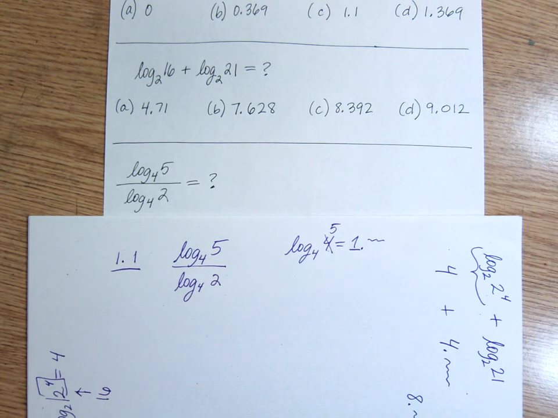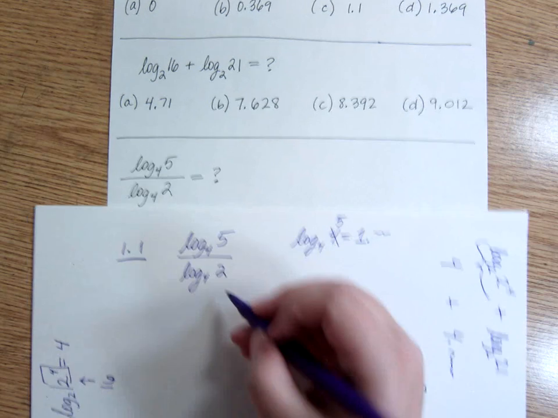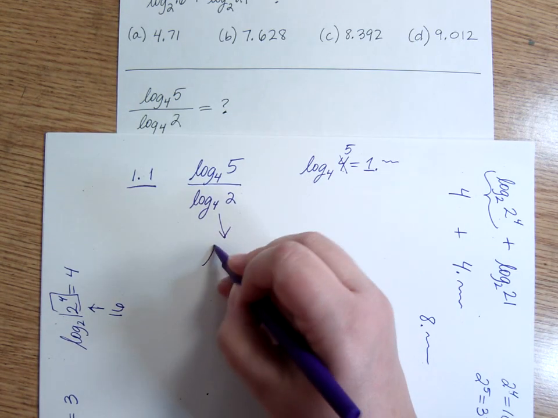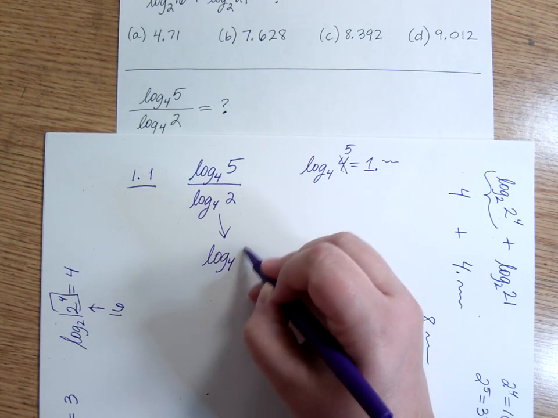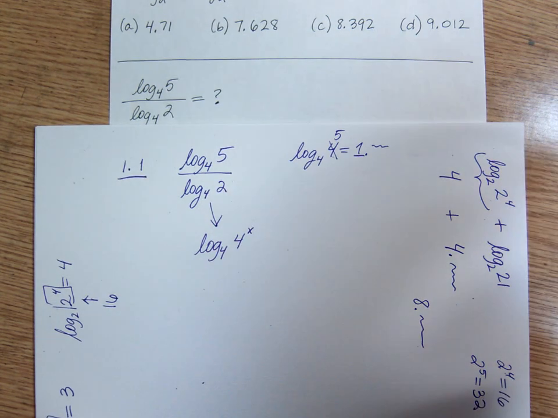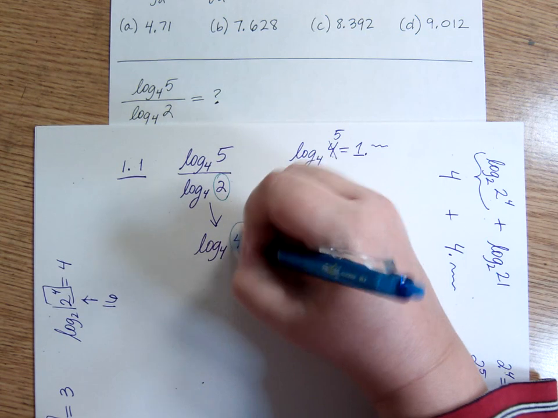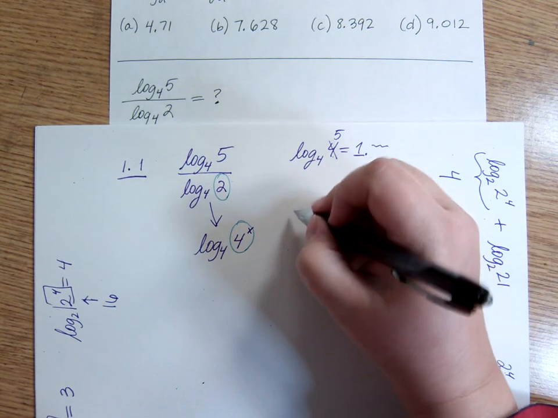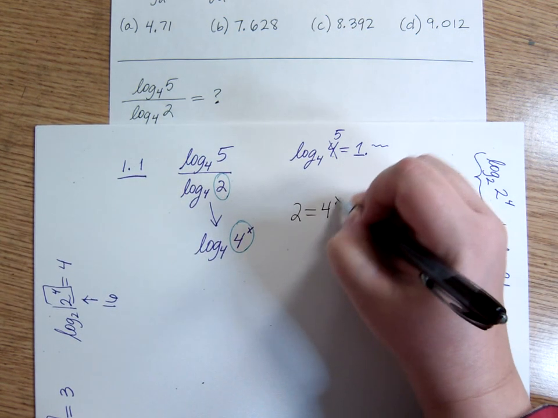Can 2 be written as a power of 4? Yes, it can. And when we do this, this is a way you can actually write it out if you need to. We're saying, what can I rewrite 2 as that is a power of 4? So what we're really saying is 2 equals 4 to what power?